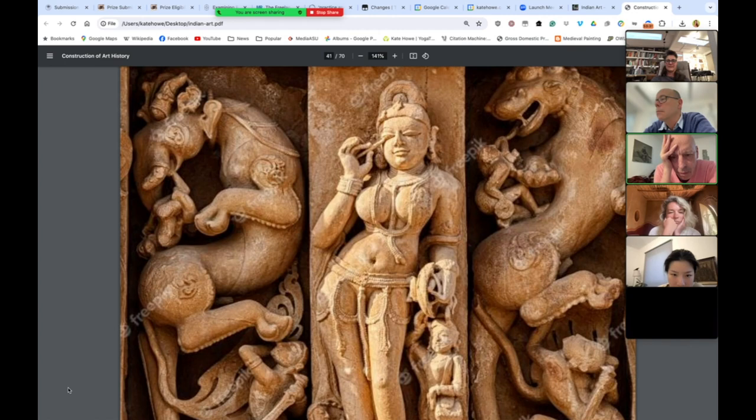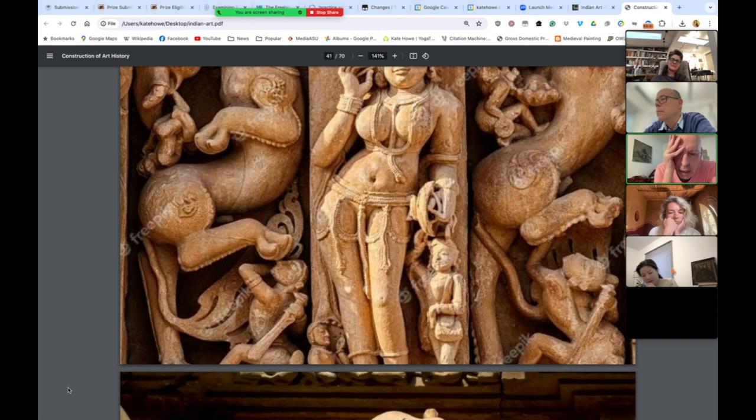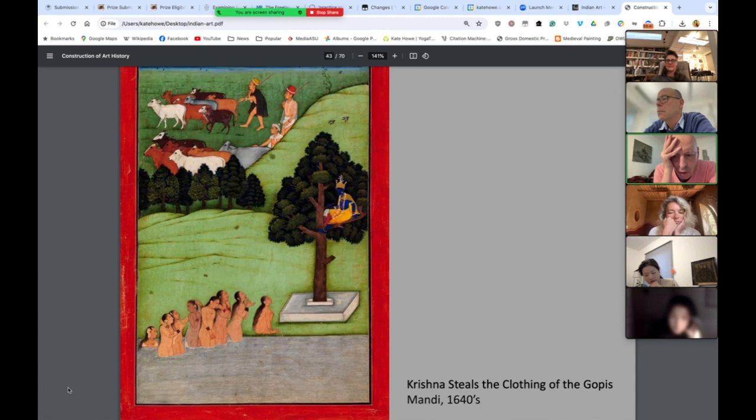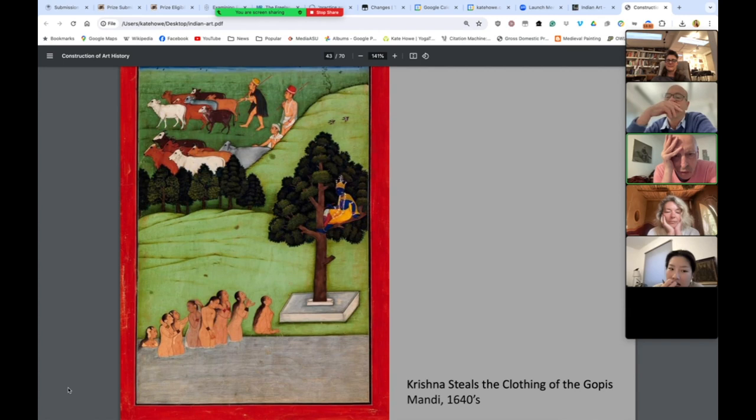It's Indian. It's Central India. This is Krishna stealing the clothing of the gopis. So Krishna is a reincarnation of Vishnu. But Indian miniatures were typically painted in books. So there's a text as well as paintings.